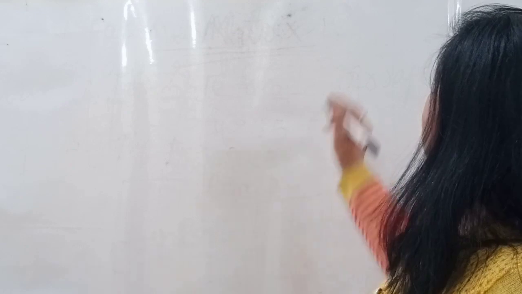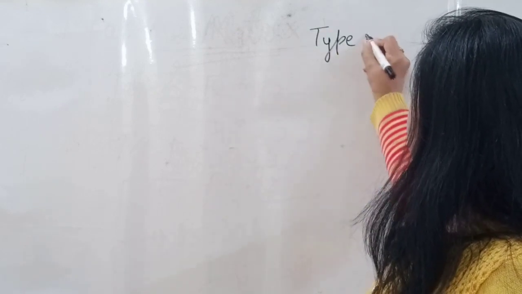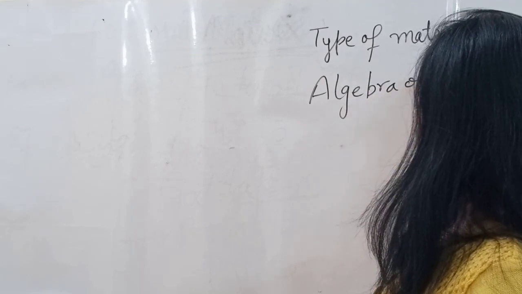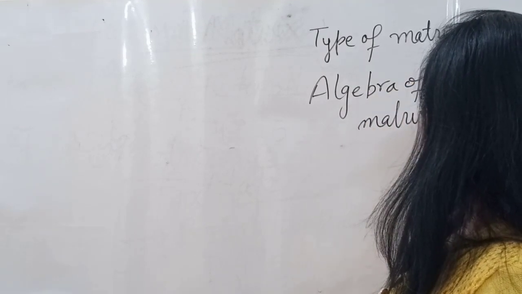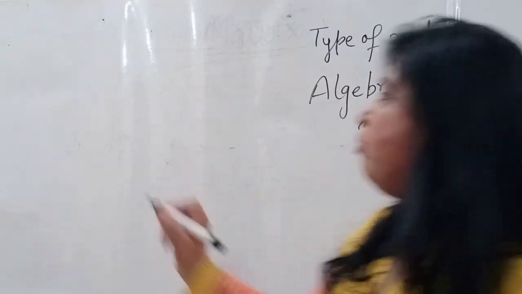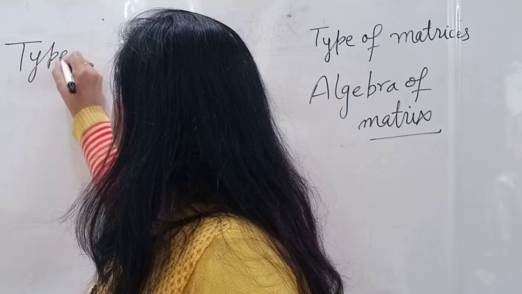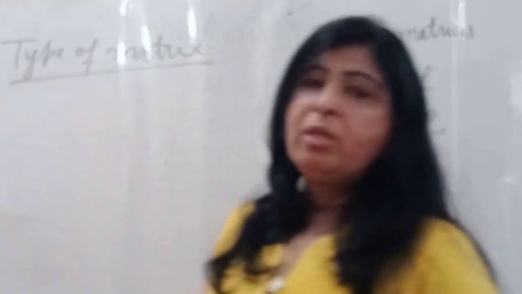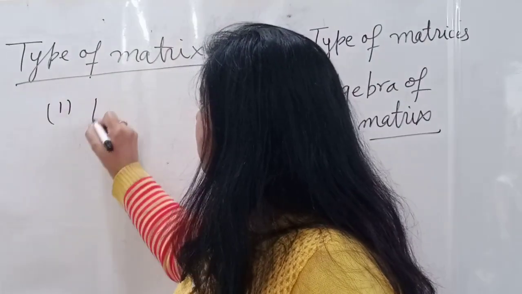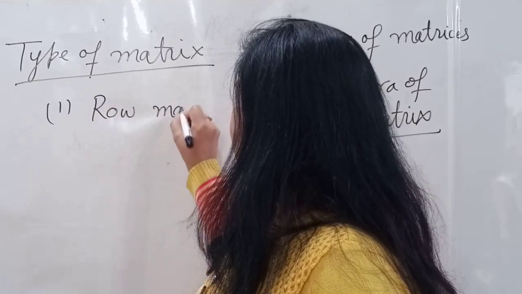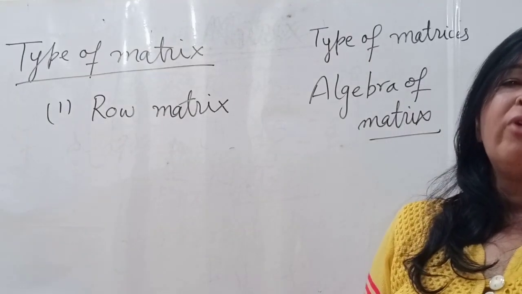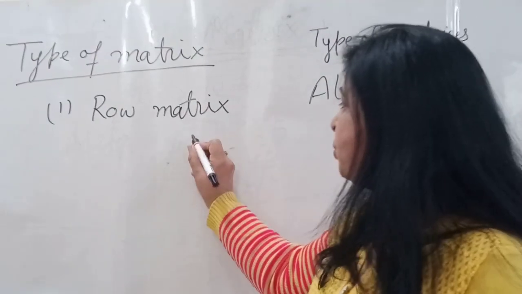Now in this lecture we will study the types of matrices, as well as the algebra of matrices. So first take up the types of matrices. First is, what do you mean by a row matrix? A matrix having only one row is said to be a row matrix.